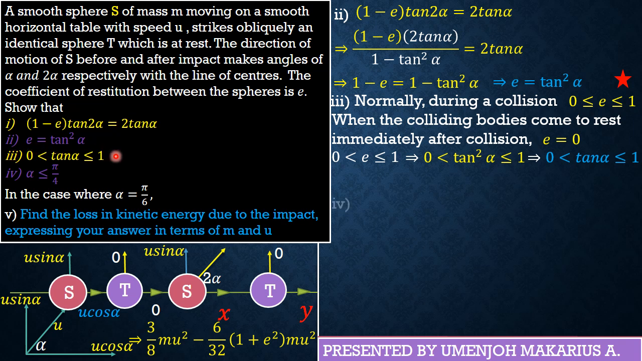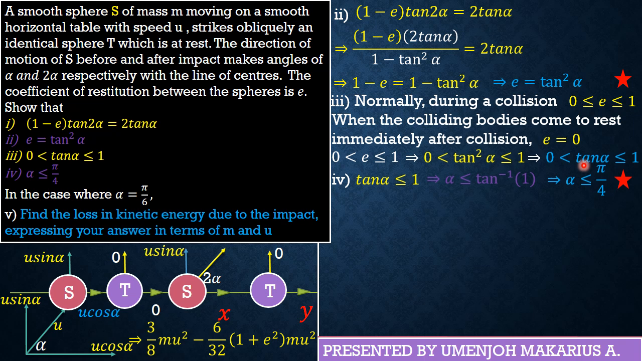All right. Then the Roman 4 is saying that we should show that alpha is less than or equal to pi over 4. So, friends, we can simply use the portion of our expression which says tan alpha less than or equal to 1. That implies alpha is less than or equal to the tan inverse of 1, which gives us alpha less than or equal to pi over 4. Great. That's it, guys. It was easy, right?